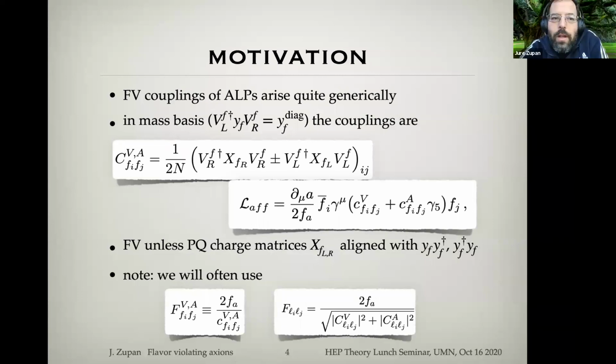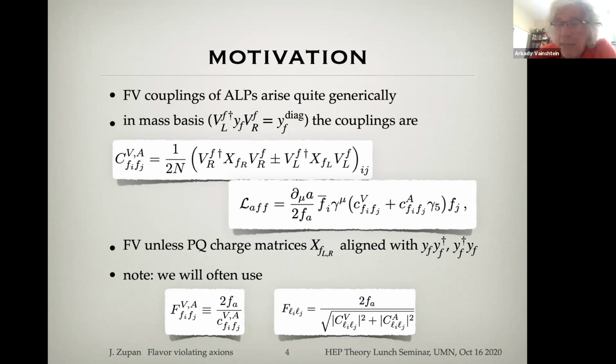Correct. So if you forget about the anomaly, there will be these couplings. Let's say this XFR would be the charges under the U1. The question is whether they are universal. Once you diagonalize, you don't have flavor violation. If they're not, then you do. I would be thinking that if U1 is a good symmetry, then it's not flavor violating.